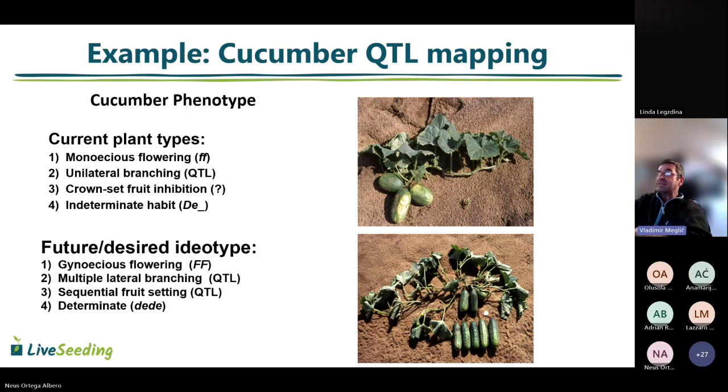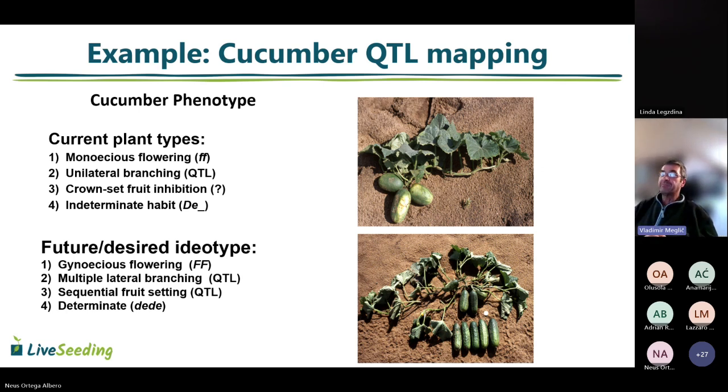Next slide, please. The next example is cucumbers, where while I was at the University of Wisconsin, we were mapping the cucumber genome. We were looking first at the current plant types that were monoecious, had unilateral branching, set fruit inhibition, and indeterminate habit. And we looked at the future or desired ideal type, with plants that would be gynoecious, have multiple lateral branching, sequential fruit setting, and be determinate.